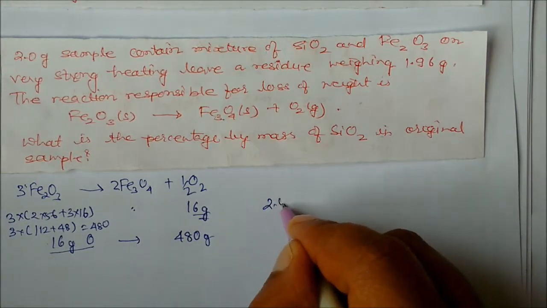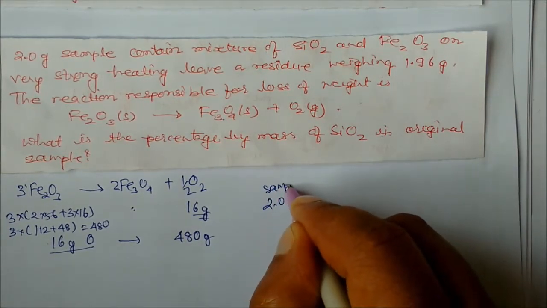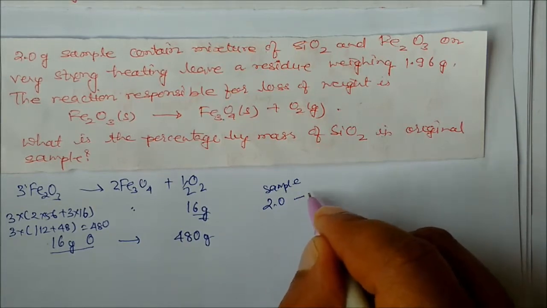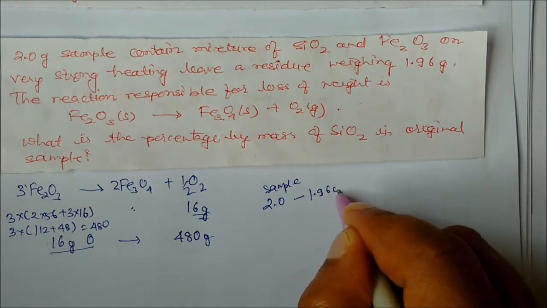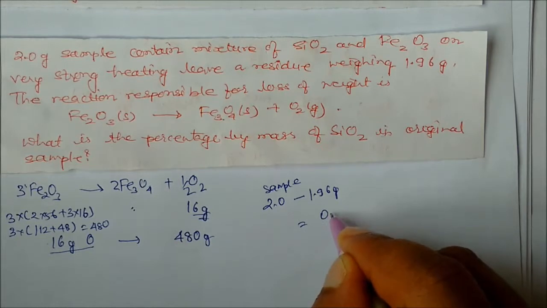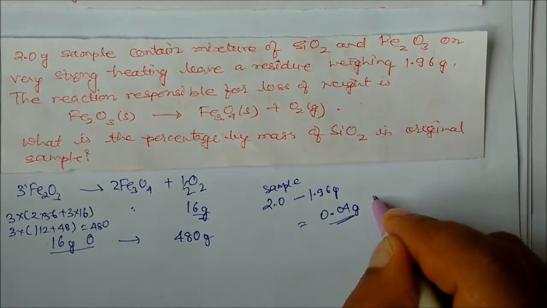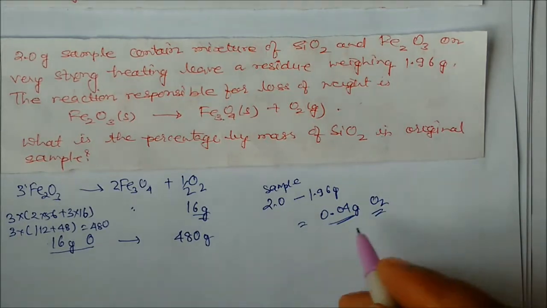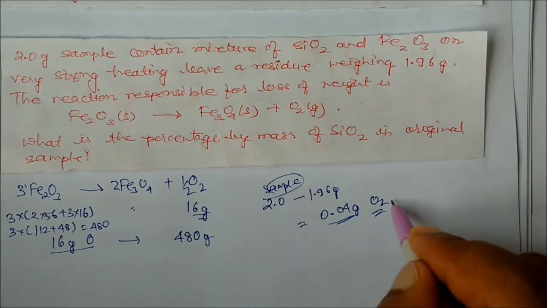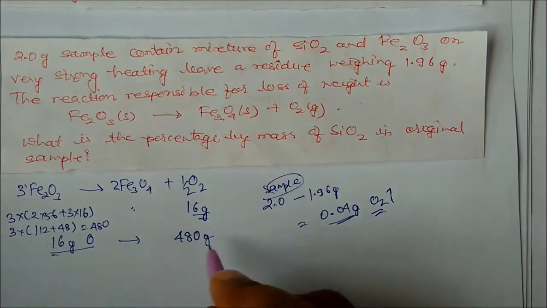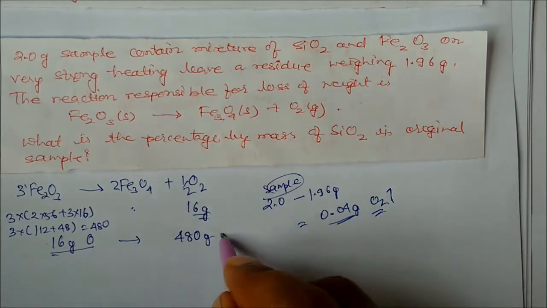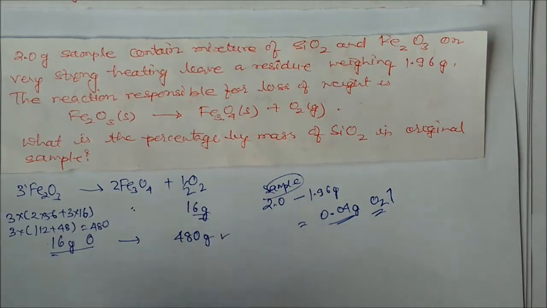We have a sample of 2 gram. If you subtract 1.96 gram, we get 0.04 gram, and this is nothing but the oxygen. In that sample, this oxygen was released. So for 16 grams of oxygen released, we take 480 gram of iron oxides.